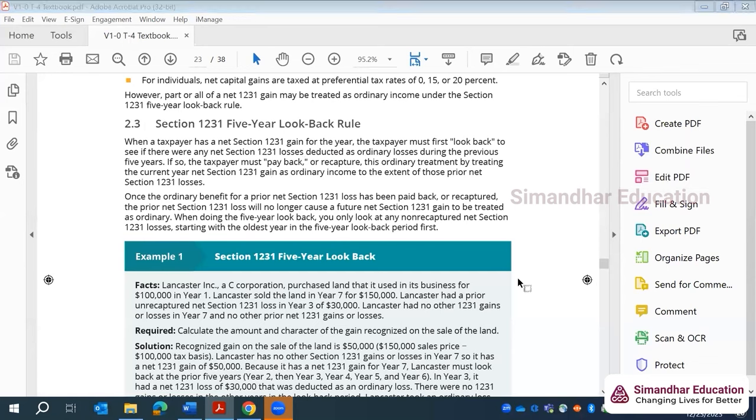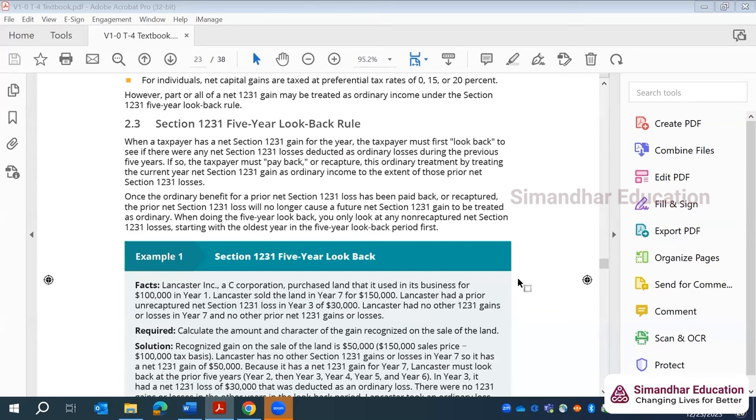Now let's understand what the section 1231 5-year look back rule is. Remember, as I mentioned, this is a tax friendly rule. And obviously, the Internal Revenue Service, the IRS, does not want this rule to be abused. So they came up with a 5-year look back rule. What they are trying to say is that in the year you have a gain on section 1231, you have to look 5 years back whether you have taken any section 1231 losses.